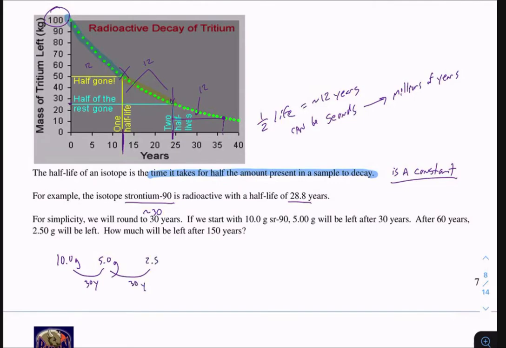So the question is, how much are we going to have left after a total of 150 years? If 150 years passed and the half-life is 30 years, then essentially 5 half-life periods will go by. Do you see that? It's time divided by the half-life period: 150 over 30 means we're going to have 5 half-lives. N is the number of half-lives.